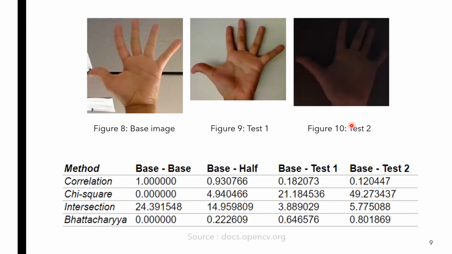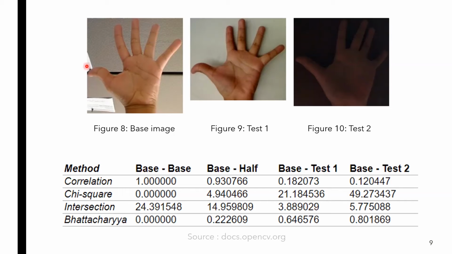This is taken from the OpenCV documentation. They just have a hand here. Figure 8 is the base image, and 9 and 10 are the test images. With correlation and intersection, the higher the metric, the more accurate the match. So if you look at the base comparison here, correlation is a straight one, intersection is 24. And with chi-square and the other one, the lower the value, the higher the similarity of the image. So you see it's a flat zero for the base image.